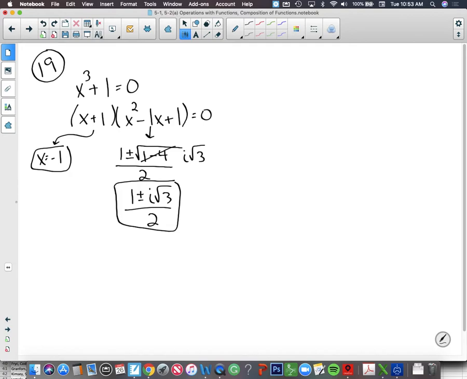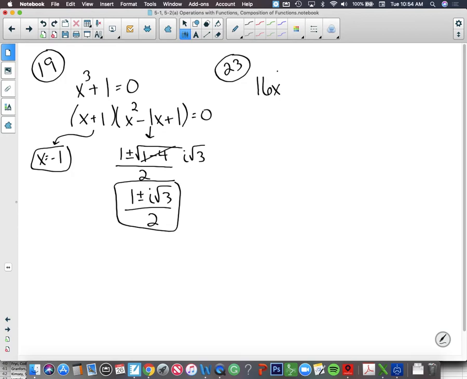So that would be your solution for number 19, because 1 minus 4 is the square root of negative 3, which turns into i square root 3. We'll look at number 23 next. 23 has a little bit more factoring involved.